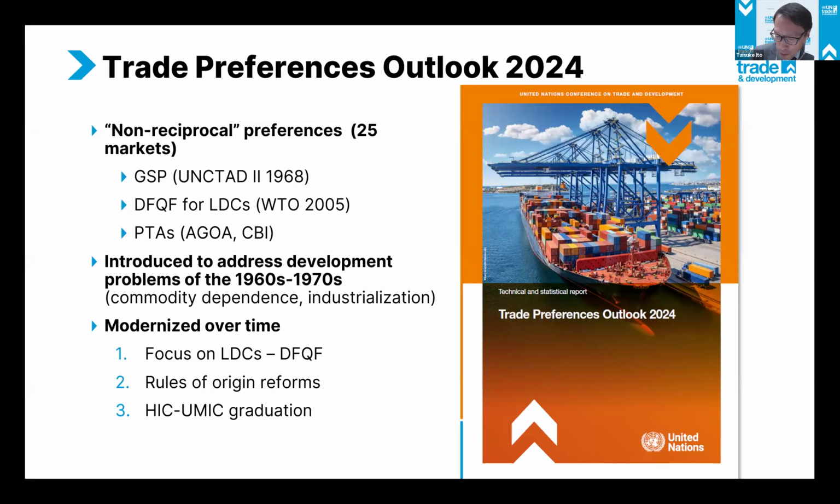But we thought these instruments were developed in the 1960s and 1970s, especially in the context of UNCTAD as well. So I think this is a good moment to look back and examine what has been the achievement or not of non-reciprocal trade preferences, and see how this may be adapted going forward in the future. Of course, this is based on our publication, which is called Trade Preferences Outlook 2024, which we just published this year.